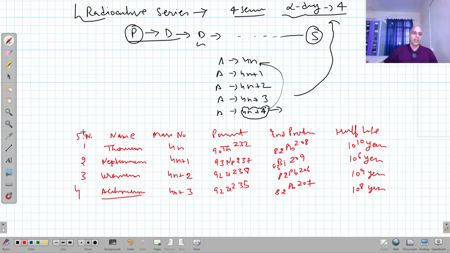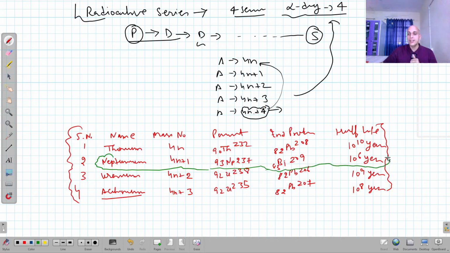So first of all, we have to remember the names of these four radioactive series. We have four radioactive series: thorium, neptunium, uranium, and actinium, right? 4n, 4n plus 1, 4n plus 2, 4n plus 3. What is their parent and daughter nuclei? What is the half-life? Now, usually a question is asked why the neptunium series does not exist in nature, or why members of the neptunium series are not observed. The reason is the half-life of this series is very small, 10 raised to power 6 years, right?